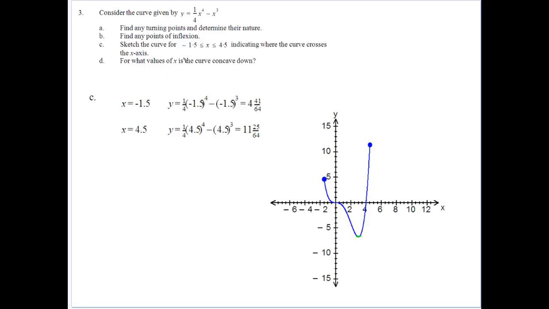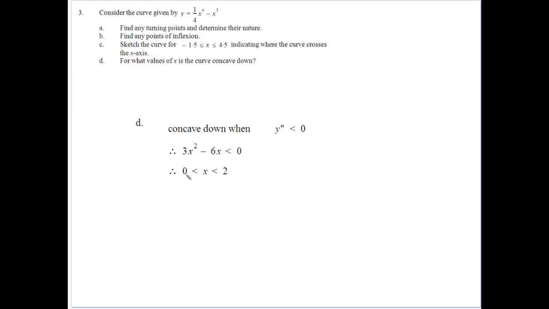And then we can read off our graph, or we can solve it analytically, for what values of x the curve is concave down. So you can see it's concave down between those 2 points. So it's really working out where the second derivative is less than 0. Again, analytically we can solve it that way, or read it off the graph, that's between 0 and 2.